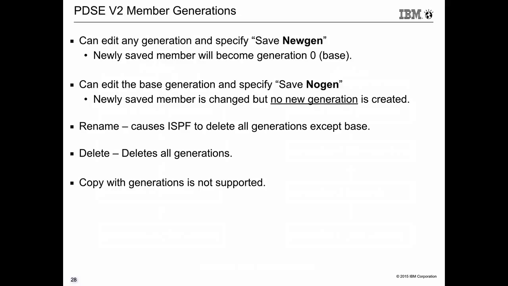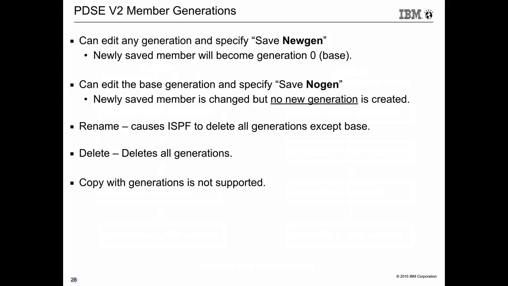The second bullet talks about the save no gen option. This is something you would do against the base generation. Let's say you've got several generations and you want to make a change to the base generation. It's fairly trivial, fairly minor. You just want to make a little tweak, and you don't see the need to have your set of generations modified in their entirety, all pushed down one. You just want to make this one little change. You can do a save no gen, and we'll update the base generation but not create any new generations. And we're going to look at an example of some of this in a minute.